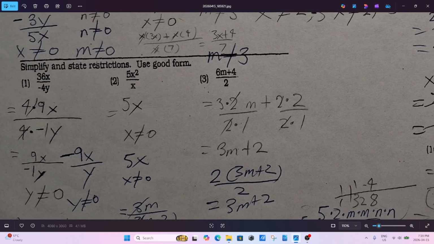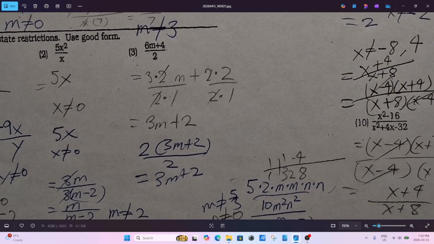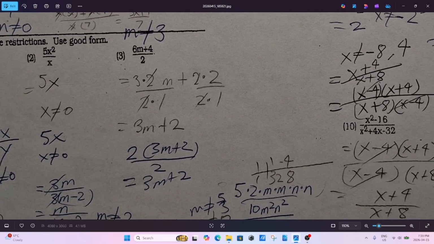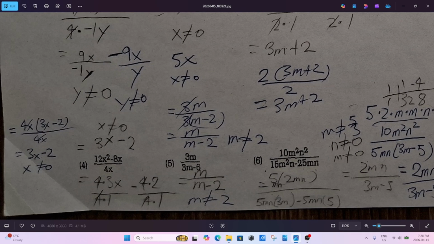Question 2, 5x squared divided by x. The x cancels, so you get 5x, x cannot be 0. Question 3, 6m plus 4 divided by 2. Factor out a 2 on the top, and then you get 3m plus 2. Question 4, 12x squared minus 8x divided by 4x. We factor out a 4x from the top. The 4x cancels, so we get 3x minus 2, and x cannot be 0.